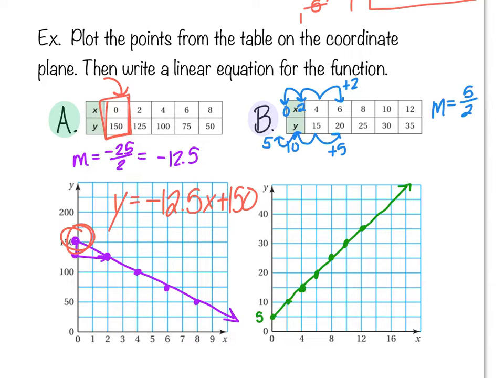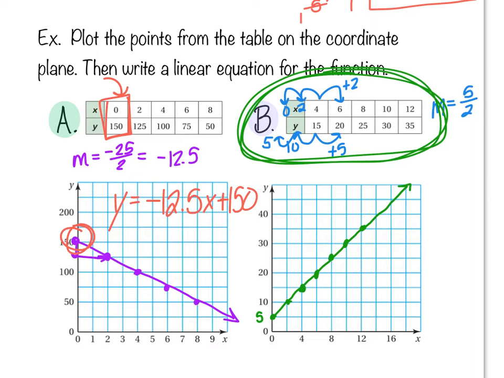This one's easy enough that I don't have to use slope-intercept form. I can actually just backtrack it to figure out what my y-intercept is, and then I can write y equals 5 halves, or 2.5, x plus 5.